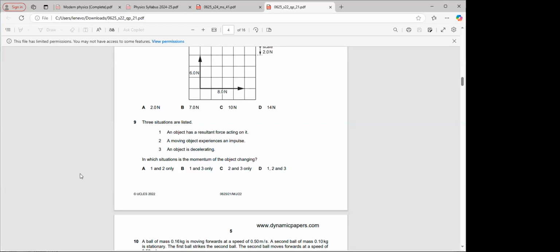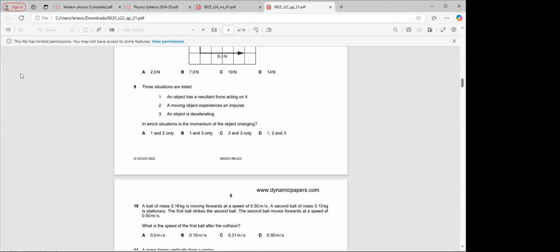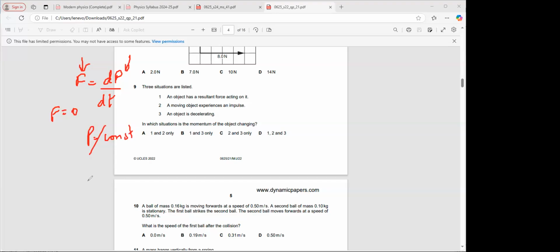Is it C? And first also, when there's a resultant force acting on it, then there is a change in momentum. Oh, yeah, it should be D. Okay. Because if you remember, the formula for the force is dp over dt. So when there exists a force, then only there will be a change in momentum. If force itself is zero, then there isn't any change. Momentum is constant.